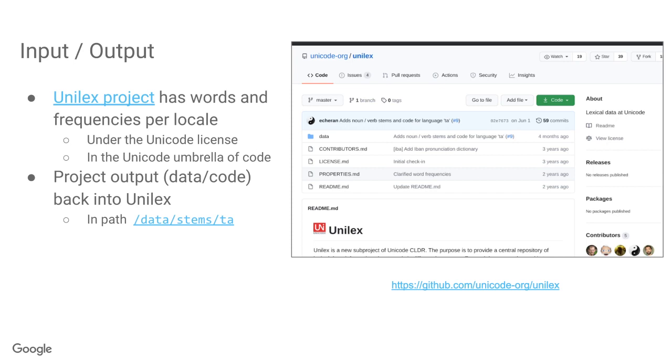The source of input data I used was from the Unilex project. So the Unilex project has words and frequencies of those words per locale. That data is under the Unicode license, and it's available in the Unicode umbrella of code on GitHub. The code and the data that was output from the code, I put back into the Unilex project in the root data stems TA, and TA is the locale for Thumr.